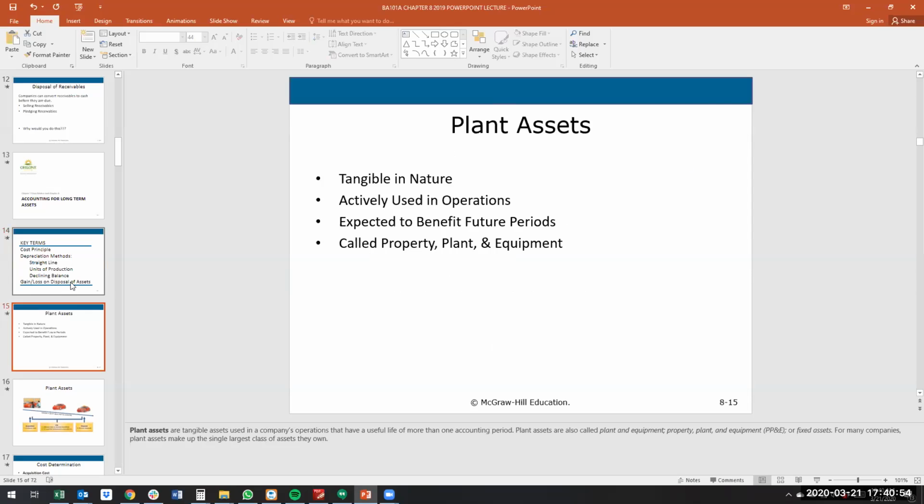So plant assets: tangible in nature, actively used in operations, expected to provide future benefit, and generally called plant, property, and equipment. Predominantly what we're going to be focusing on today. So tangible in nature, actively used in operations, expected to benefit future periods. So buildings, equipment, just know this definition. If we don't have one of these hit, then generally it's not going to be considered plant, property, and equipment. So tangible asset, right? Tangible in nature.